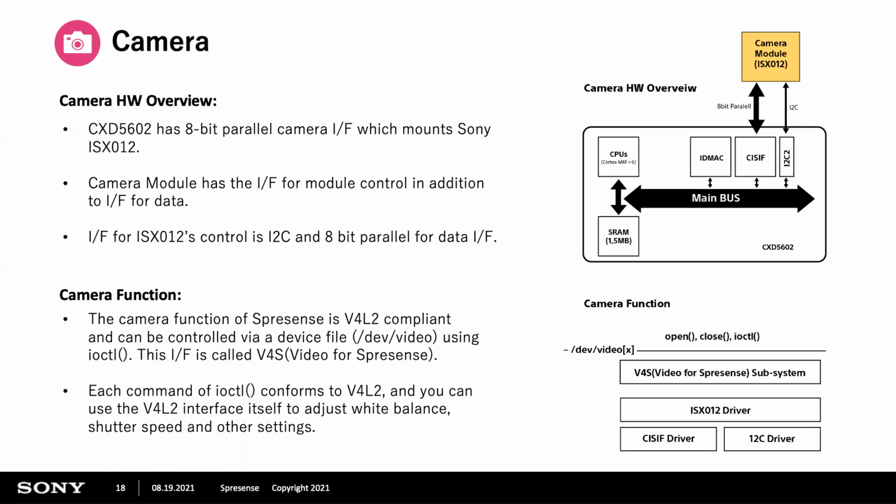For the hardware, you look at this picture. CXD5602 is our chip. I told you at the beginning. And we have this camera. This is the Sony camera module called ISX012 that is mounted on top of this chip. We are communicating with this camera module via I2C, which is gonna do the control. And then we have the 8-bit parallel communication for data. So this is what we have as far as hardware.